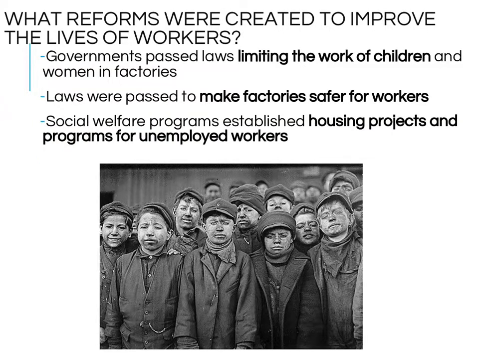Governments also passed laws limiting the work of women and children in factories. So, for example, children in Great Britain under the age of 10 were no longer allowed to work in coal mines. Laws were also passed to make factories safer, and there were limited social welfare programs like housing and unemployment. That was very limited until the 20th century, but governments are still starting to move in that direction.